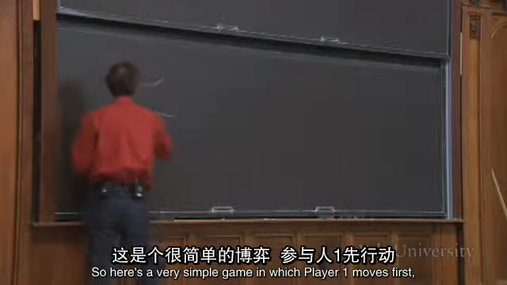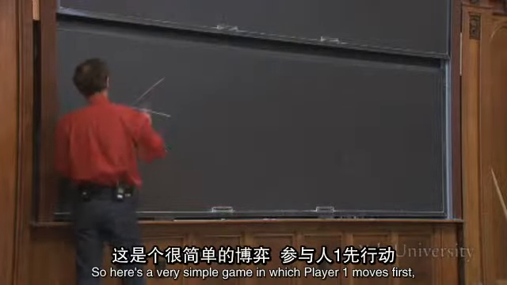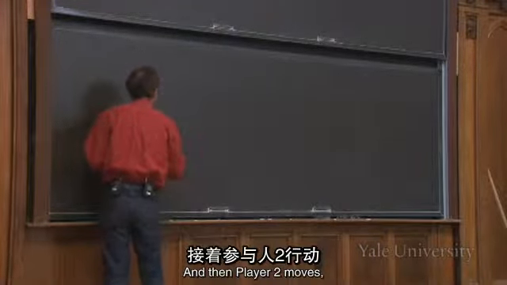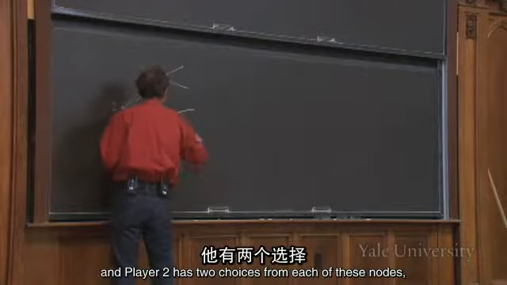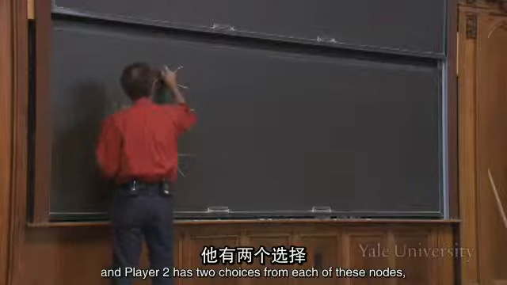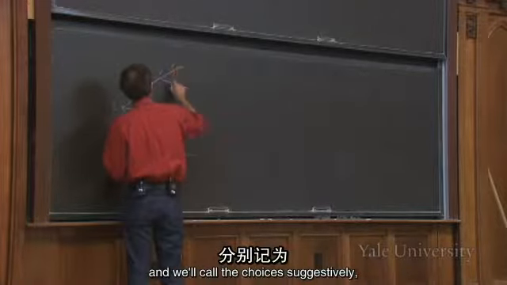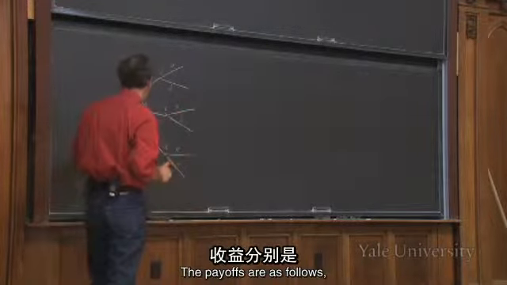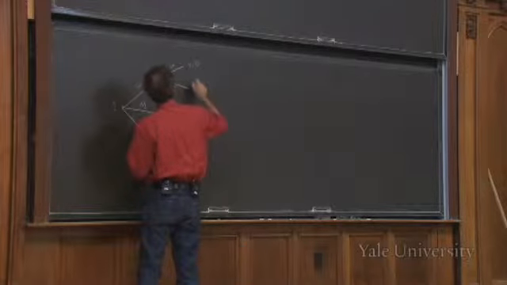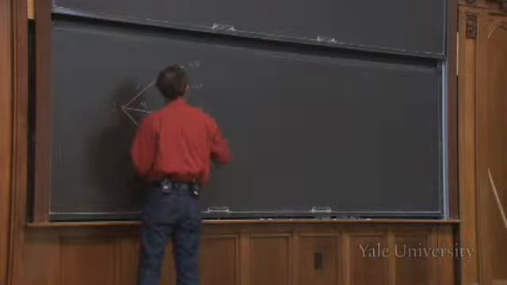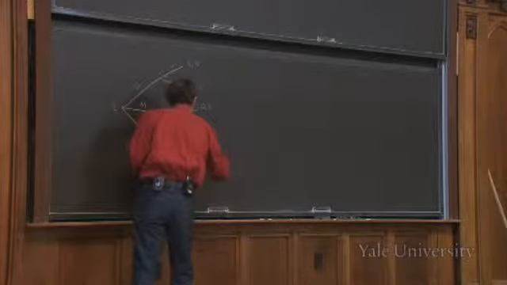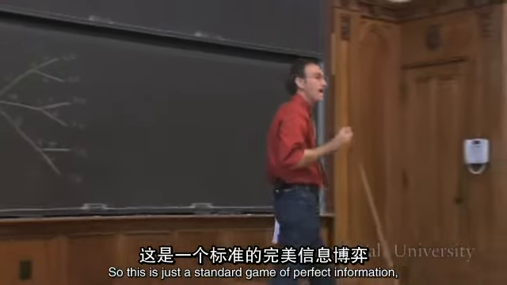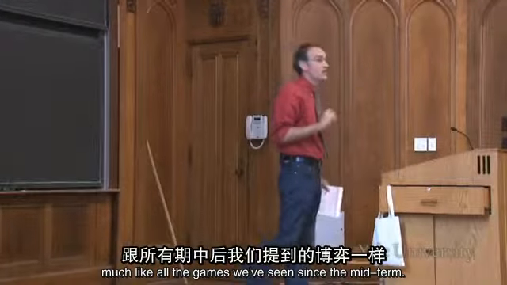Here's a very simple game in which player one moves first and has three choices. Let's call them up, middle, and down. Then player two moves, and player two has two choices from each of these nodes. We'll call the choices suggestively up and down, and here we'll just call them left and right. The payoffs are as follows: 4-0, 0-4, 0-4, 4-0, 1-2, 0-0. So this is just a standard game of perfect information, much like all the games we've seen since the midterm.